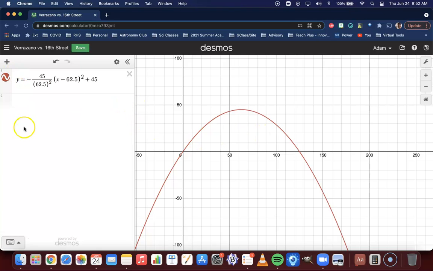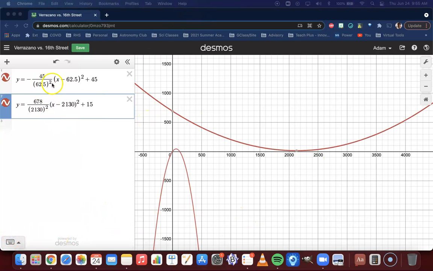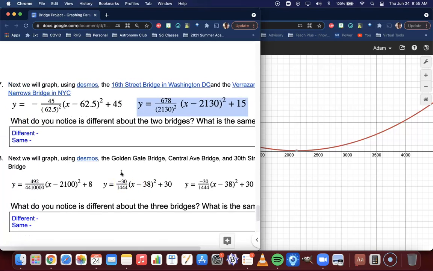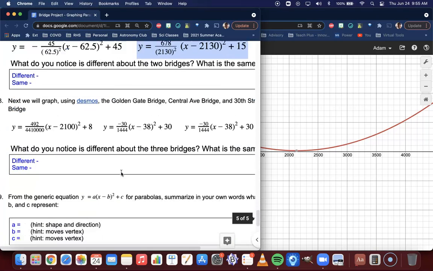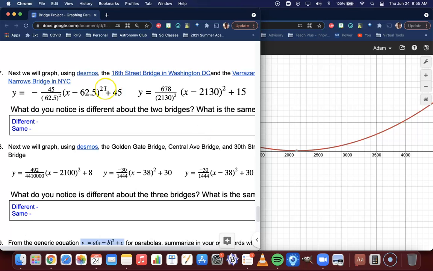in Washington, D.C. I'm going to pause and do the same with the Verrazano Narrows Bridge in New York City. So here they are, again, plotted together. And what I'd like to show you is the structure of this equation. We'll go back for just a moment here. There it is. So you've got to plot a parabola, y equals a times the quantity x minus b raised to the second power plus c. I want to show you what that looks like for these equations.